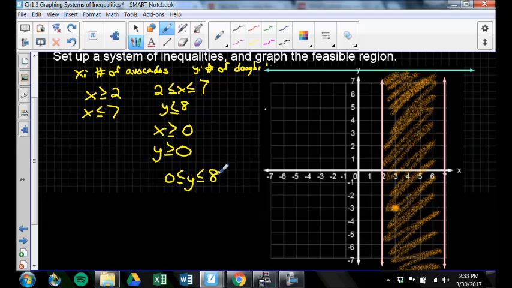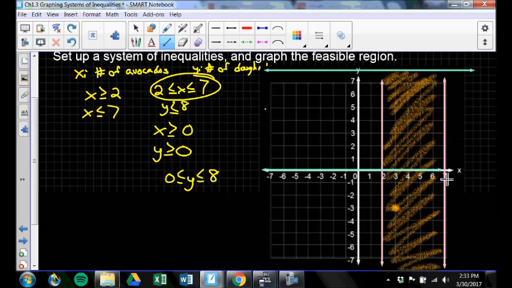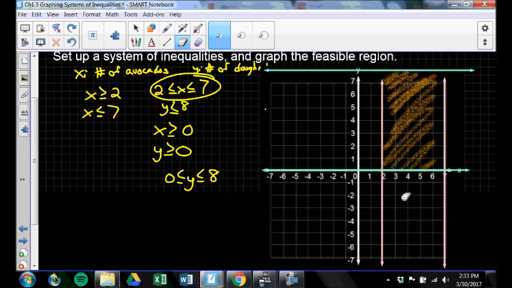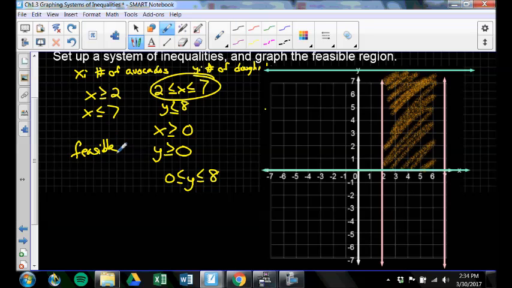We don't really have to worry about that with the x's because they already said more than 2, and more than 2 is definitely more than 0. But we can't buy a negative donut, so there's also going to be a line here. And our feasible region is actually all of that stuff up in there. And I just used the term feasible region. That means the stuff that works, the stuff that's possible.